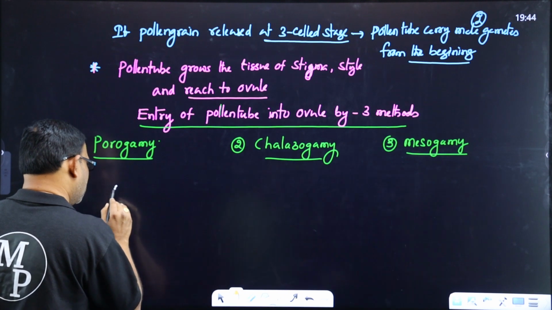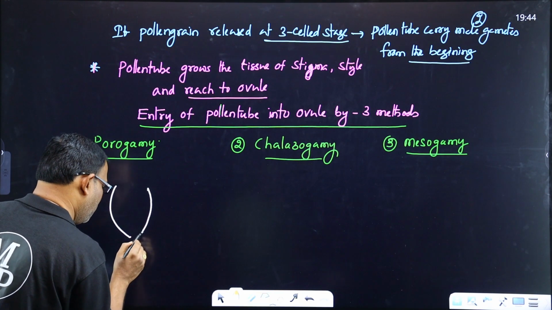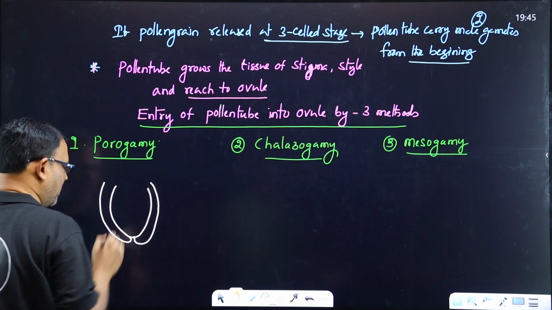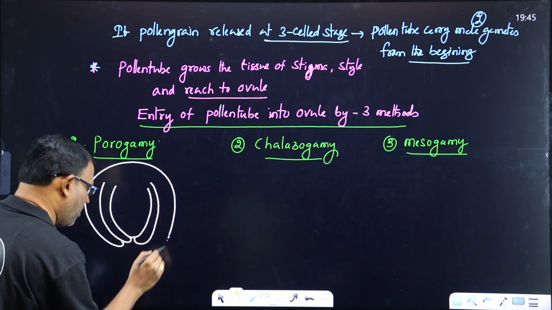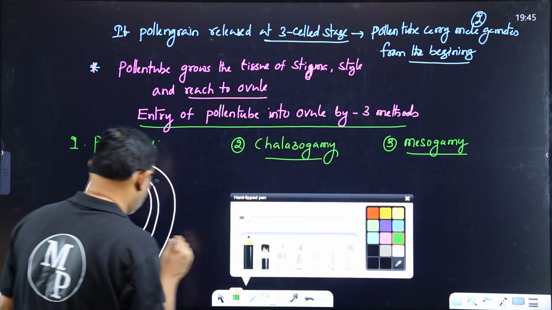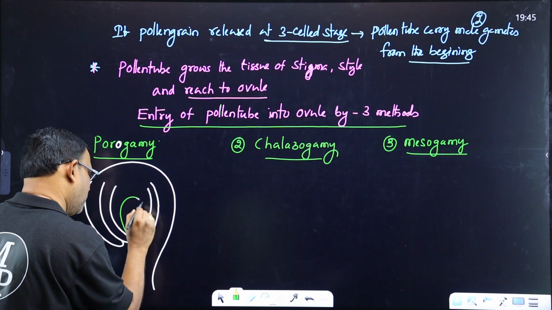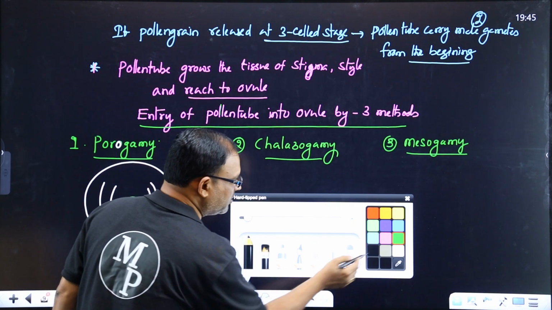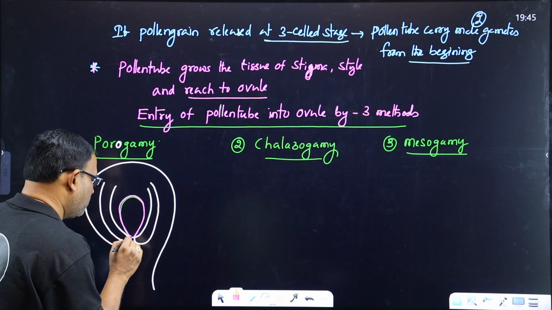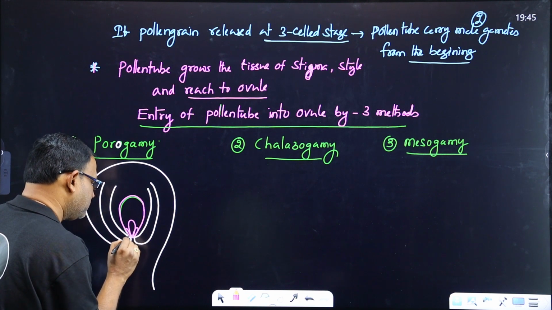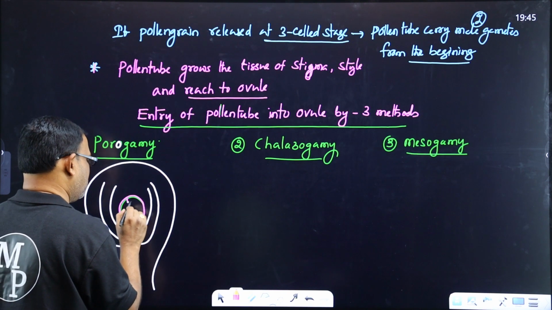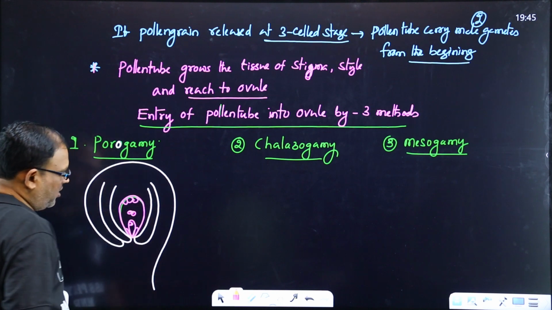See all of you, this is the ovule diagram. I already told you in the second video. This is the ovule. Inside the ovule, a single embryo sac is present. This is the embryo sac. Inside the embryo sac, these are the egg apparatus. These two are the polar nuclei. These three are the antipodal cells.